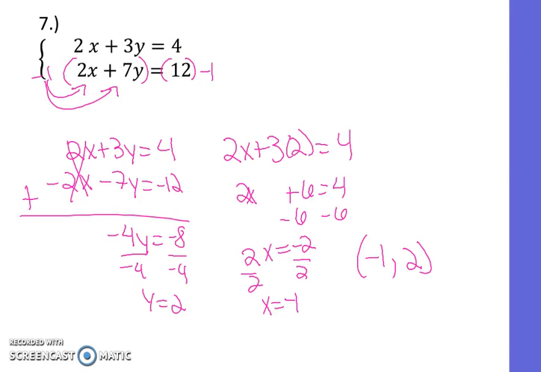So I did the same thing, and I distributed the negative 1 to the second, and I added. This time my x's eliminated from each other, and I solved for y and got y equals 2. I substituted in the first one, and I got negative 1, 2 for my final answer.